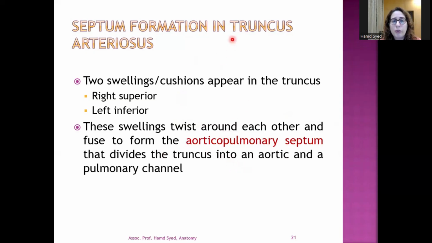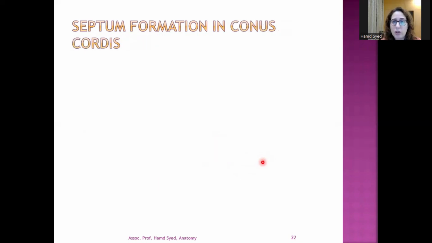So if you recall, you remember that truncus arteriosus is the part of the heart tube which gives rise to the initial portions of the large channels, the aorta and the pulmonary trunk. So when two swellings appear inside its wall, the right superior, left inferior, their fusion results in the formation of the aorticopulmonary septum that is going to subdivide the truncus into an aortic and a pulmonary channel.